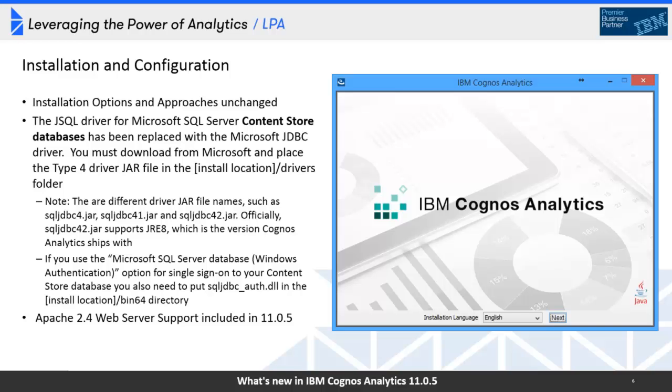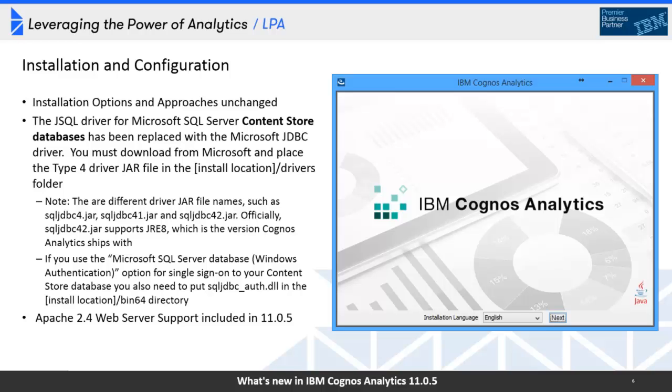Now, rather than including a SQL Server driver out of the box, what you would need to do is get that SQL JDBC driver to connect to your content store from Microsoft. So you get that proper driver. It's got to be what's known as a type 4 jar, and drop that in your Cognos Analytics installation folder in the drivers subfolder. There's a number of jar files available from Microsoft. You want to download the jar that's compatible with the Java runtime engine that Cognos Analytics ships with, and that's JRE 8. So that would be SQL JDBC 42.